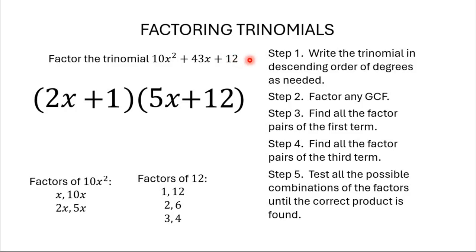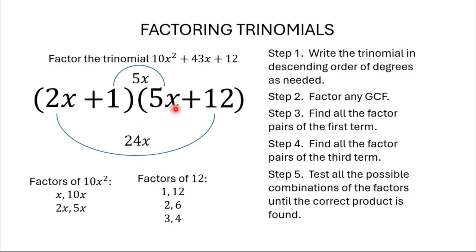So let's try outside outside. The product of the two outside terms gives me 2x times 12, which is 24x. And then I try the product of the inside terms, which is 5x times 1, which gives me 5x. And if I add those two together, can I get the middle term, 43? No, because 5x plus 24x is 29x. So that does not work.